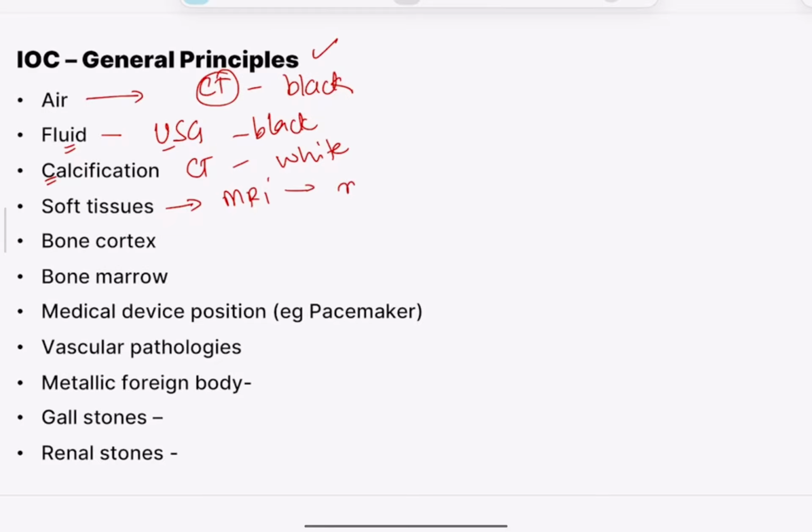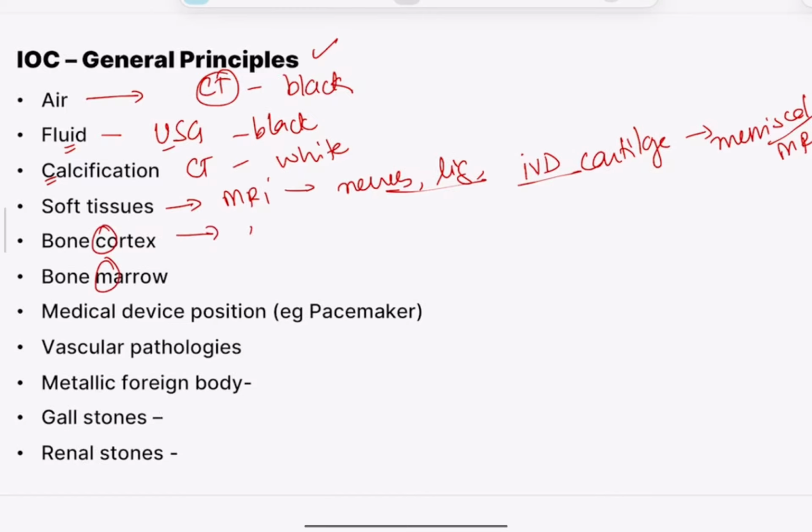What does the soft tissues include? The nerves, the muscles, the ligaments, the tendons. All these, the intervertebral disc, which is a cartilage. So even the cartilage comes under MRI. So when you have a patient with ACL tear, a patient with meniscal tear, you will go for MRI.